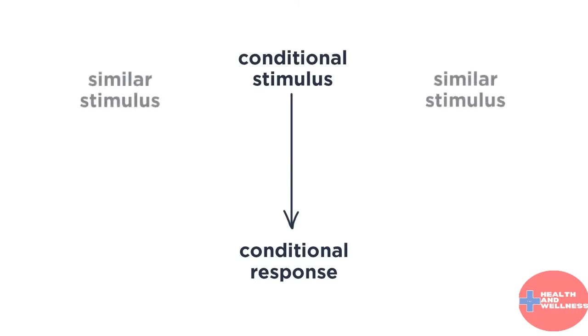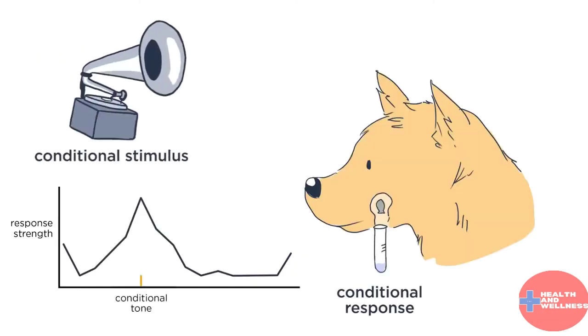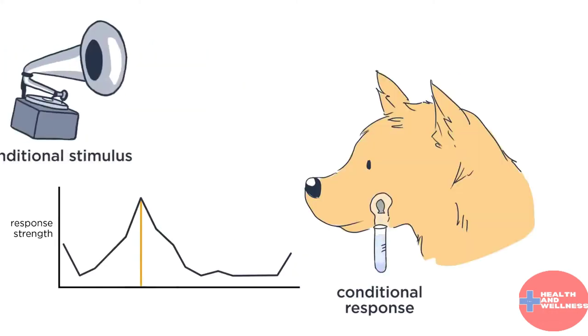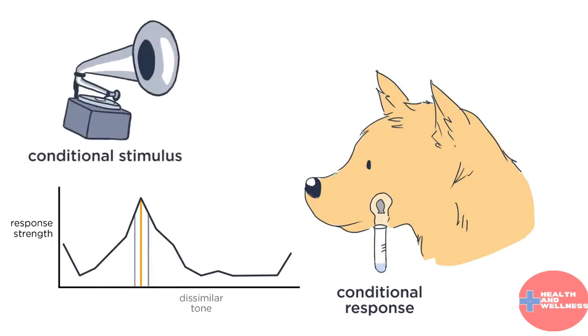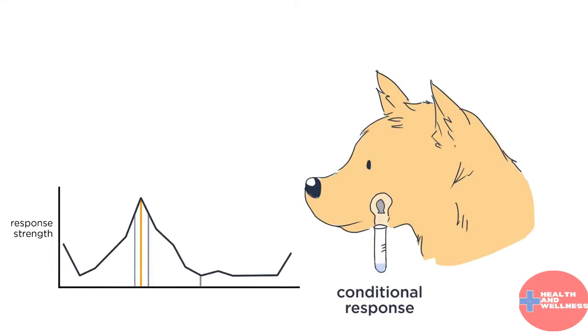Generalization happens when stimuli that are similar to the conditional stimulus generate the conditional response. For example, Pavlov's dogs produced saliva in response to tones that were close in frequency to the trained tones, that is, the response was generalized to the surrounding tones, and the more similar the stimulus, the stronger the response.